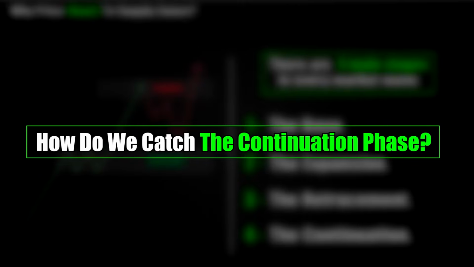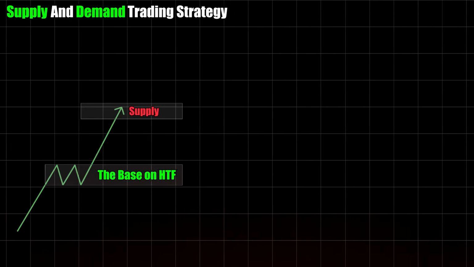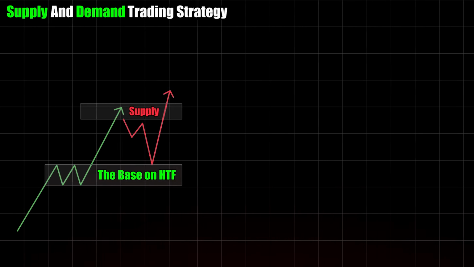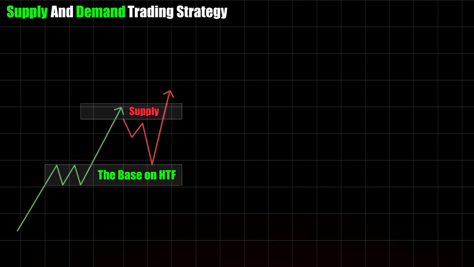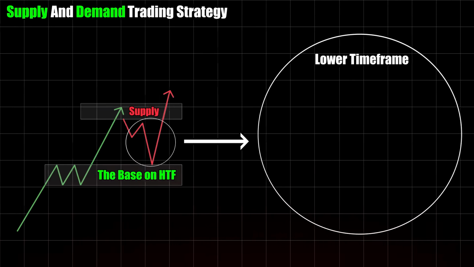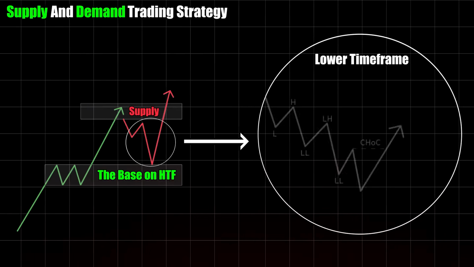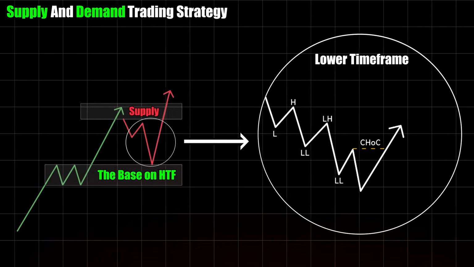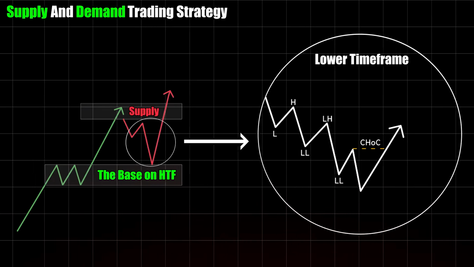So, how do we actually catch those powerful continuation trades? Our approach is structured but efficient. Step 1. Wait for price to reach a significant supply or demand zone on a higher time frame. Step 2. Drop down to a lower time frame and observe price behavior. Step 3. Watch for a clear sign of a reversal, such as a market structure shift or a change of character. That's your first confirmation.